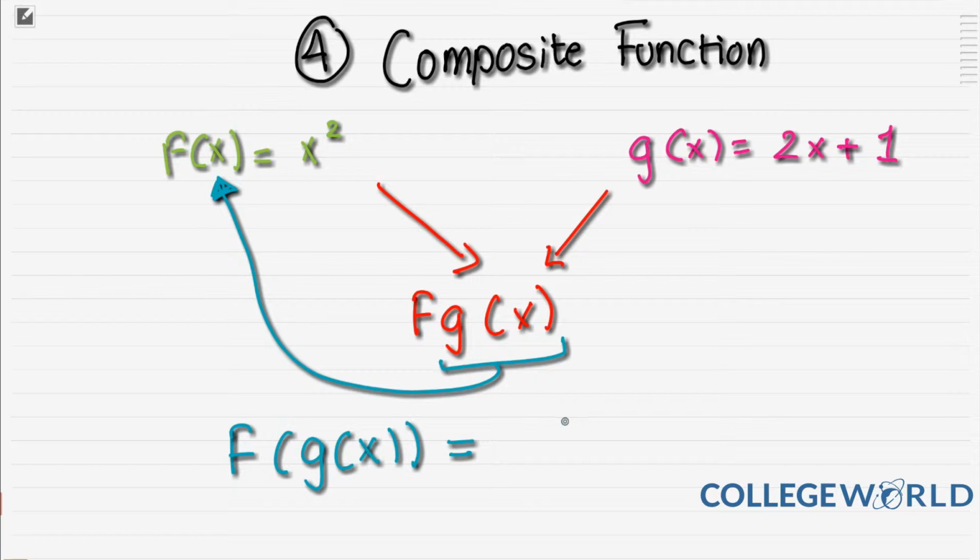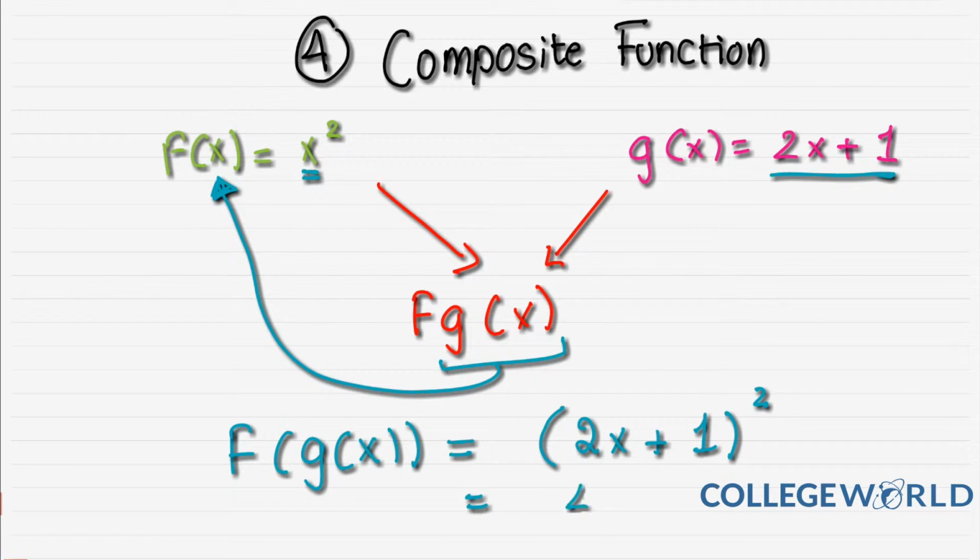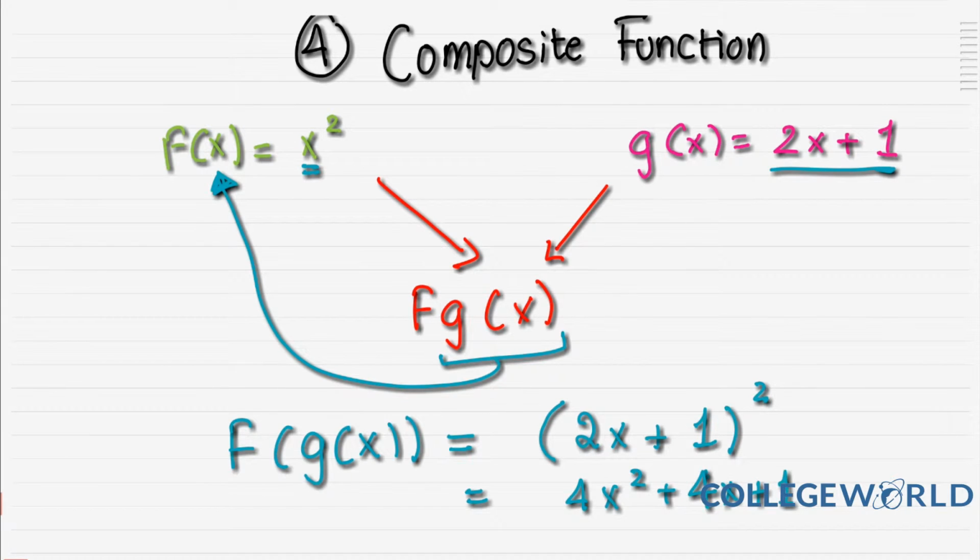And that means the x inside our function x squared is going to be replaced by this function. And you're going to have your 2x plus 1 as your new x, and you're going to square the whole thing, which will leave you with 4x squared plus 4x plus 1. And that would be your new function. This would be your composite function.